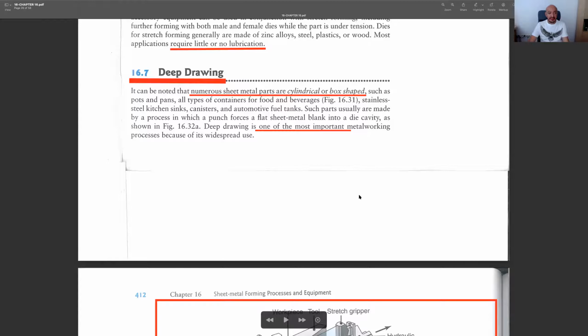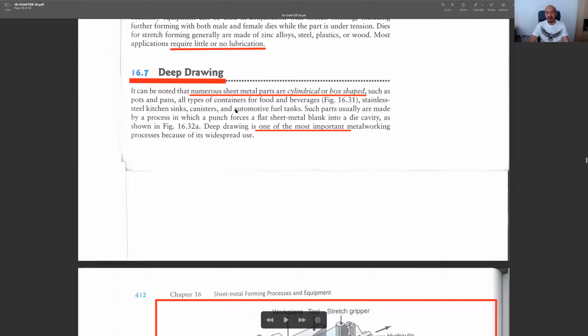Now let's continue with deep drawing. This is another main sheet metal operation. With the help of it, we obtain cup-like shapes. With drawing, this is the only shape you can obtain. And if you look at the devices in your kitchen, most of them have such shapes, right? The pans, the cups, other kinds of things, kitchen sinks.